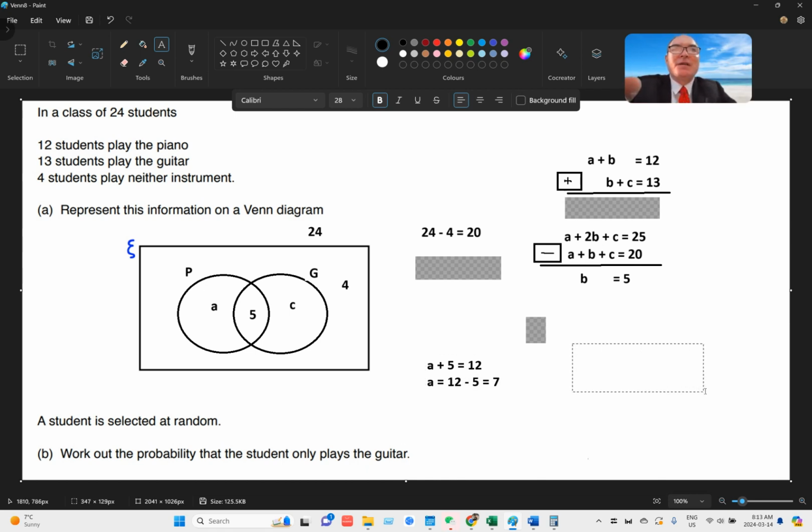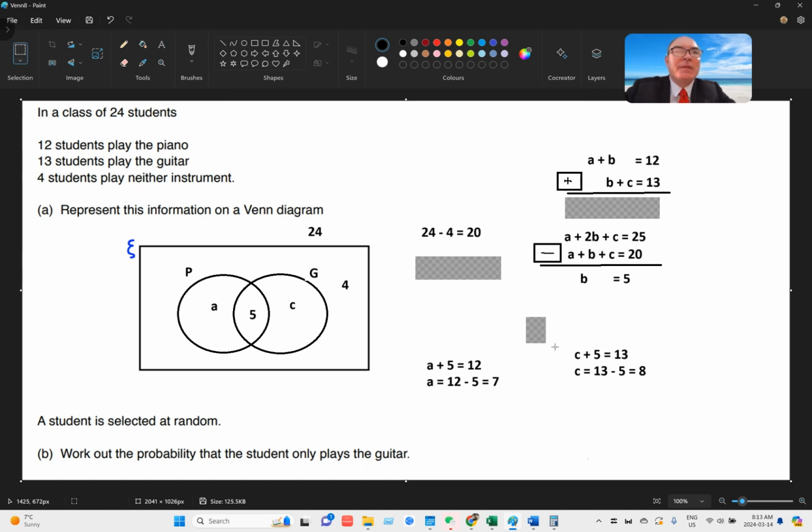We're going to slide that over here in a second, but first I've got C plus 5 is equal to, well, that represents how many people play the guitar, and we know that that's equal to 13. C is equal to 13 take away the 5. That's going to be equal to 8. And my goodness, we've got our Venn diagram complete. Almost. I just have to move the 7, put it on top of the A, move the 8, put it on top of the C here, and that's done.